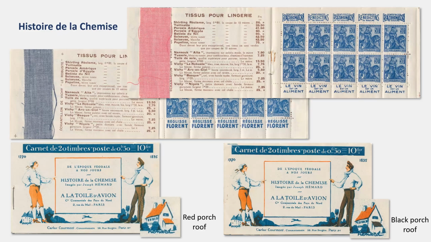If you take into consideration the different fabric combinations, because they didn't put the same color fabric in each of the books, they put 2 pieces, but not necessarily the same colors. And there were also 2 booklet covers. I'm not going to go through the maths, but overall there were 24 variants. So if you want a complete set of the Histoire de la Chemise booklet, you've got to search for 24 of them.